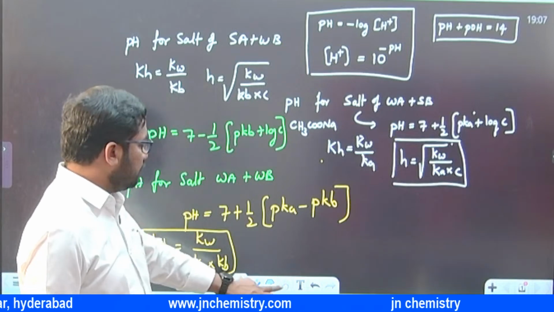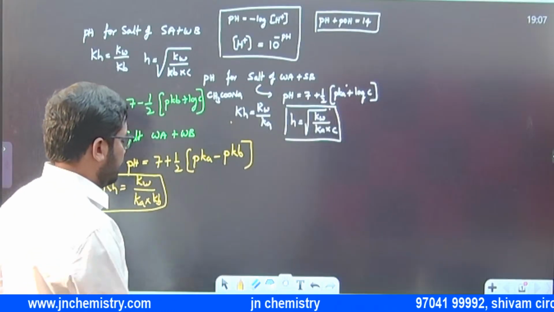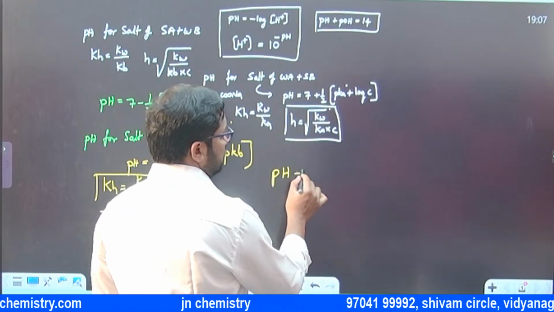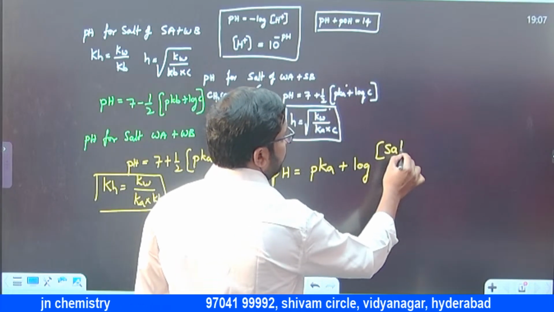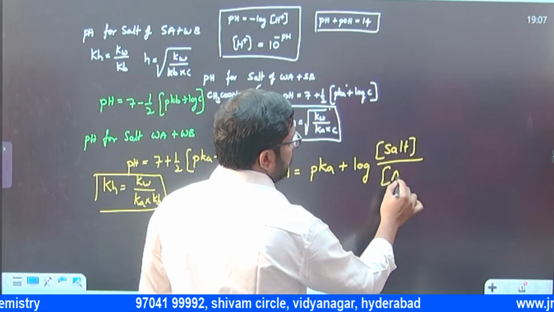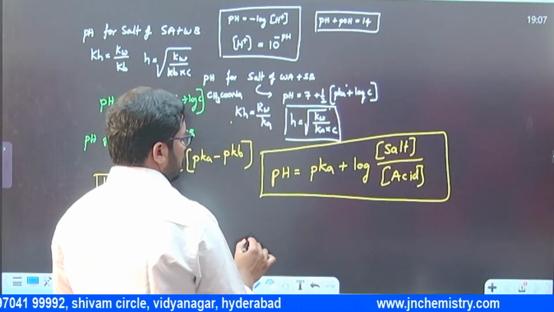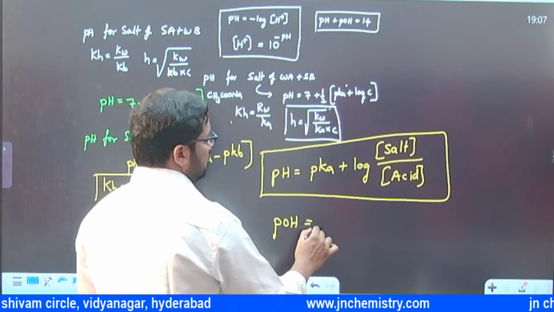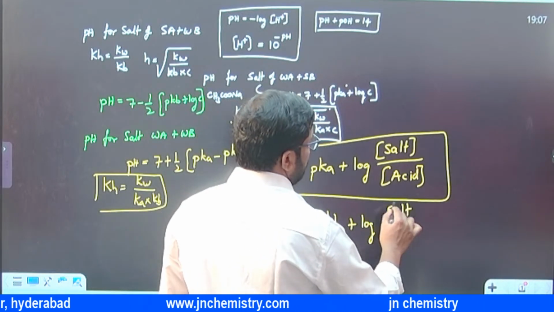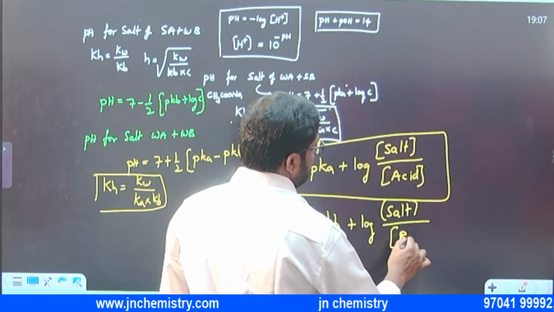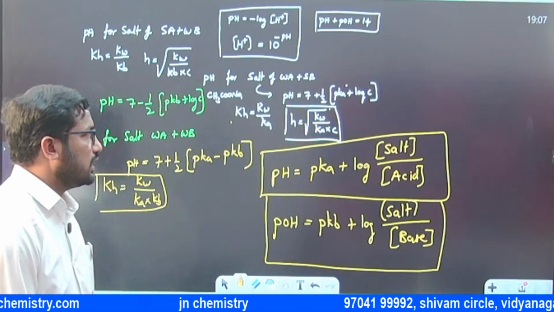And in case of pH of buffer solutions, pH is equal to pKa plus log salt concentration by acid concentration, not base. pOH is equal to pKb plus log salt concentration by base concentration. Acidic buffers and basic buffers, two types of buffers are there, right?